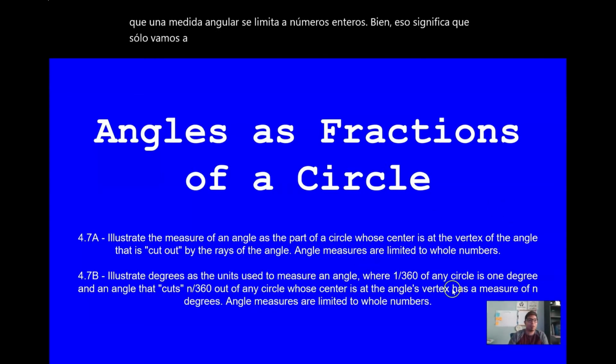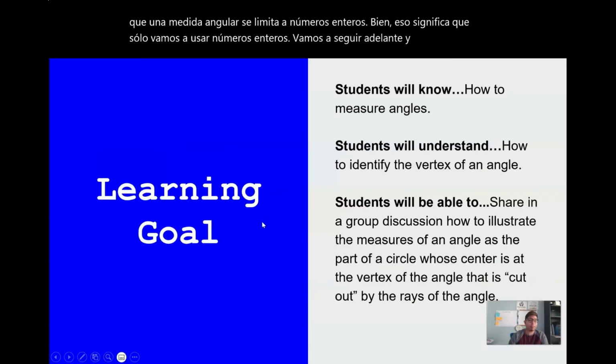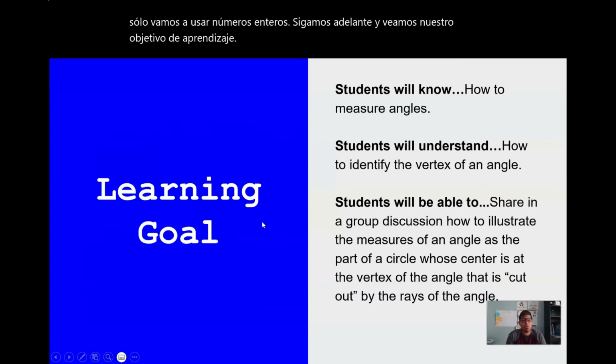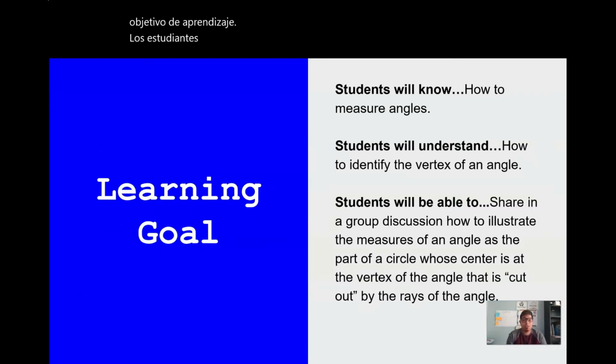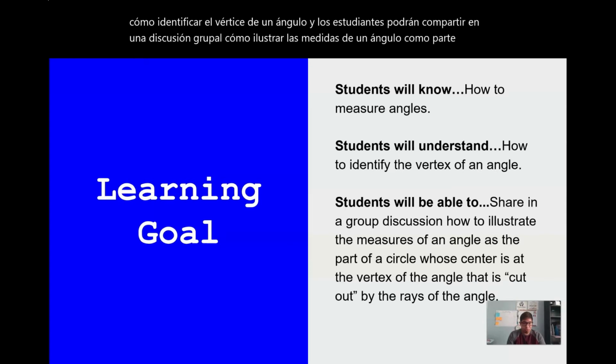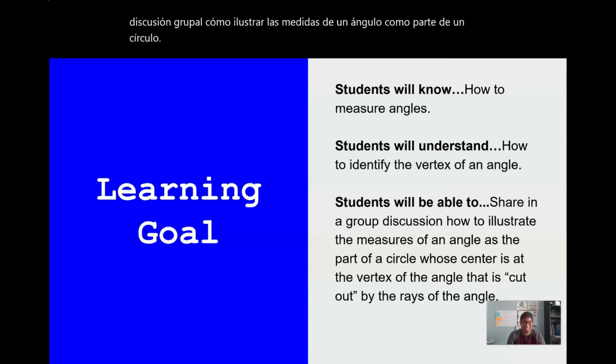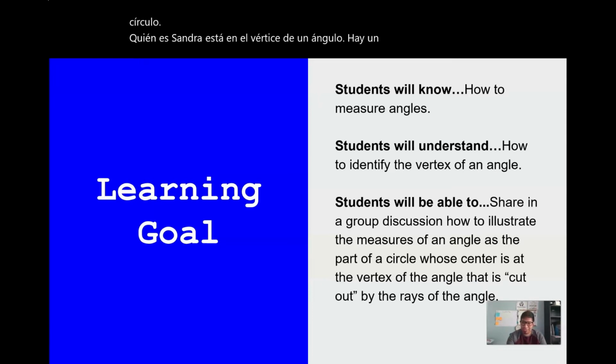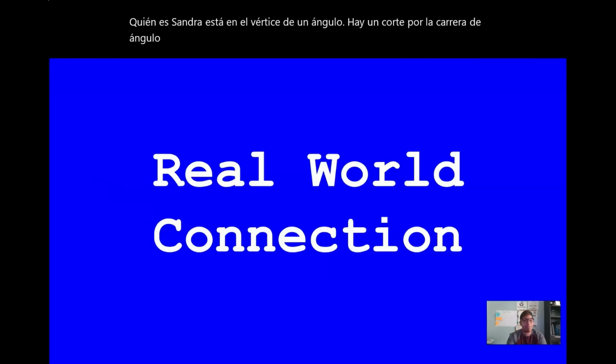Let's go ahead and look at our learning goal. Students will know how to measure angles. Students will understand how to identify the vertex of an angle, and students will be able to share in a group discussion how to illustrate the measures of an angle as the part of a circle whose center is at the vertex of an angle that is cut out by the rays of an angle. Sorry, I don't know where that went.